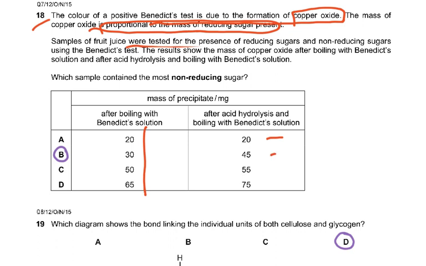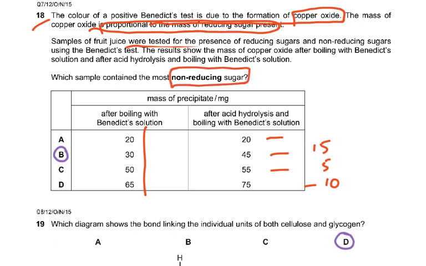This is 30 and 45, so 15 is the non-reducing sugar. Then 50 and 55, 5 is the non-reducing sugar. Then 65 and 75, 10 is the non-reducing sugar. Because you see, the copper, the red precipitate, can then be weighed. You actually filter it and then you scrape it off the filter paper and you can weigh it. So B was the answer because that had the most non-reducing sugar.